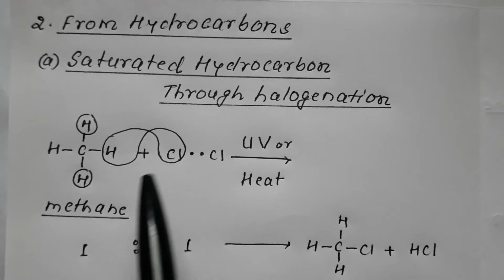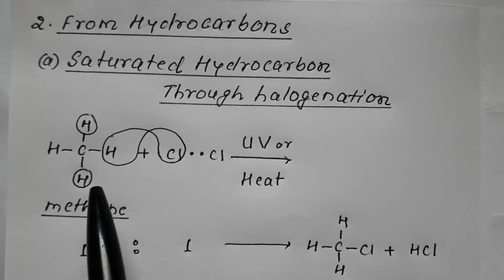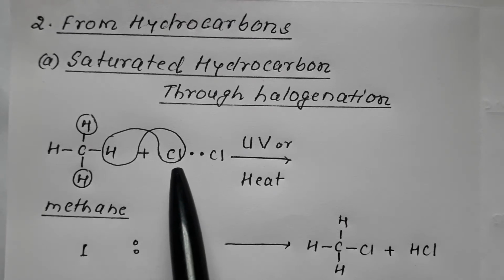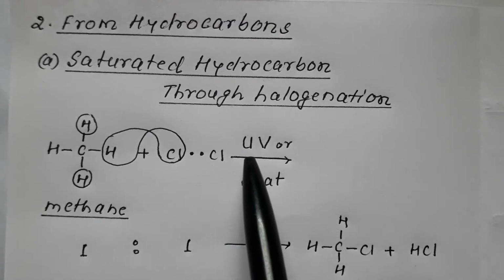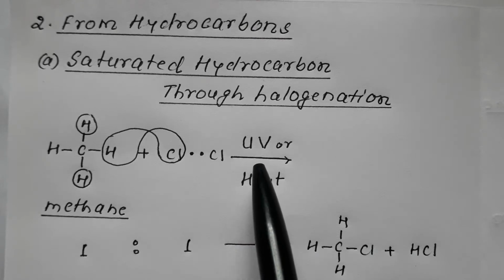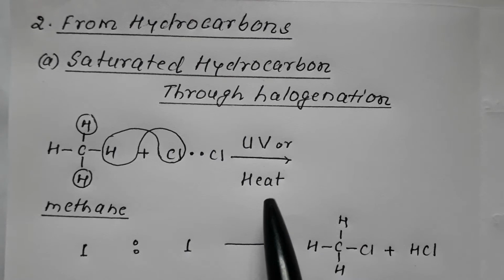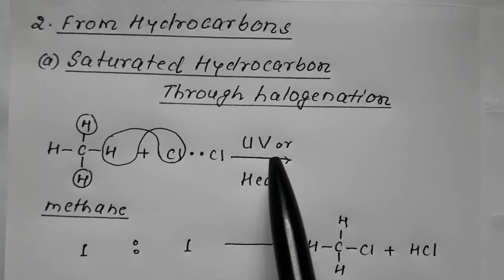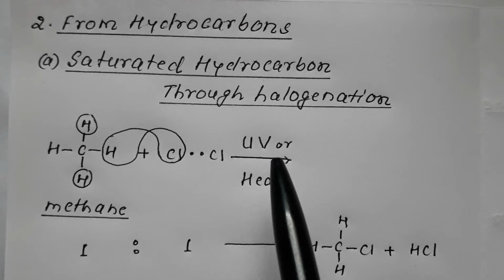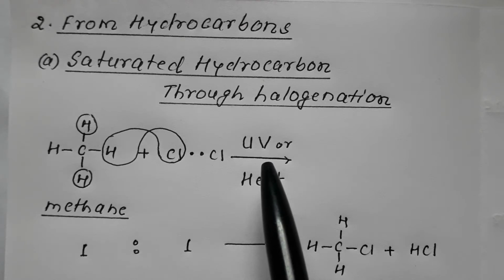Suppose we have taken the smallest of all saturated hydrocarbons, methane. If methane is made to react with chlorine, remember this reaction takes place in presence of UV radiation or in presence of heat. Since it is UV radiation, this reaction takes place in presence of light, and therefore this reaction is termed a photochemical reaction.